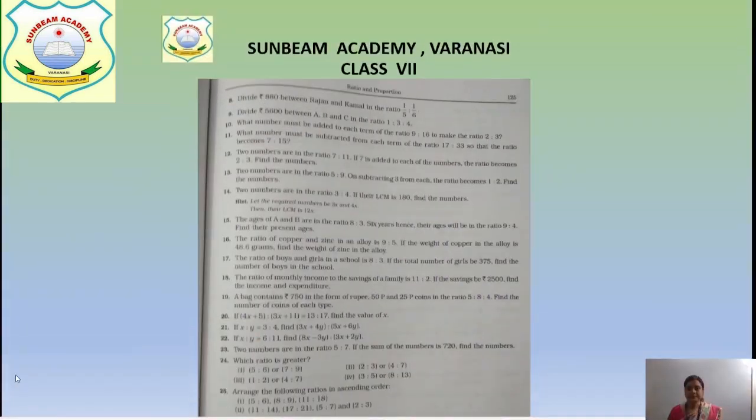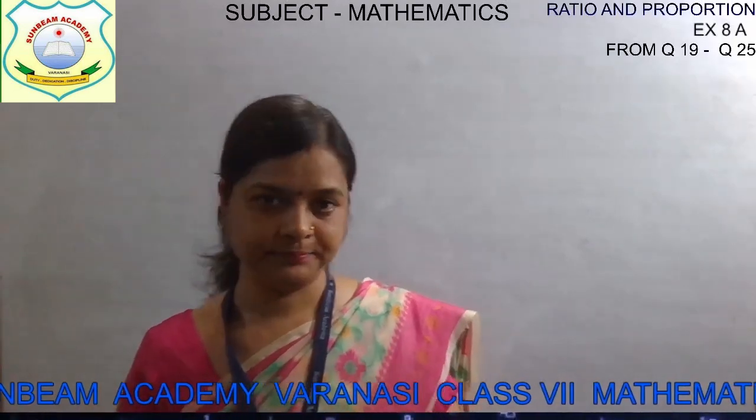So question is, a bag contains 750 rupees in the form of rupee, 50 paisa and 25 paisa coin in the ratio 5 is to 8 is to 4. Find the number of coins of each type. Okay children. Now imagine a bag.